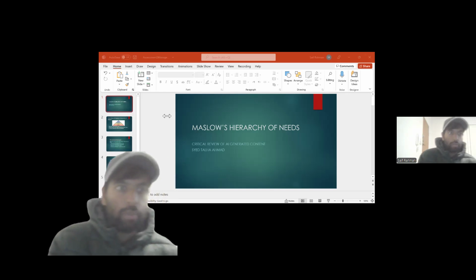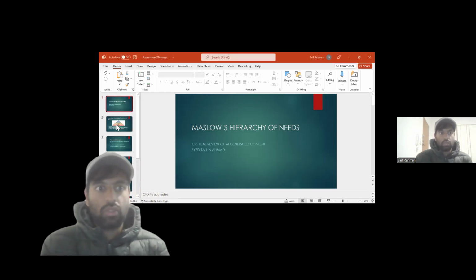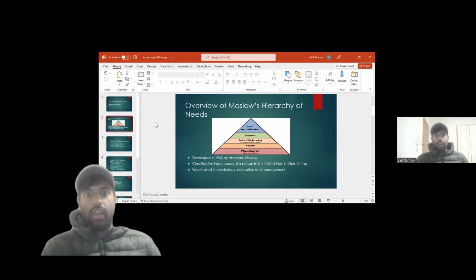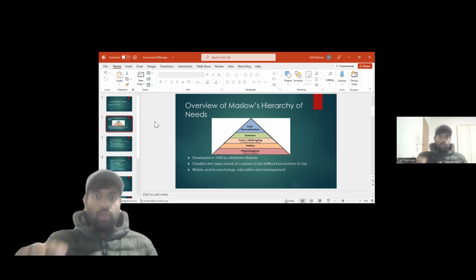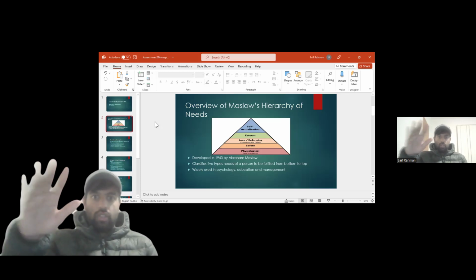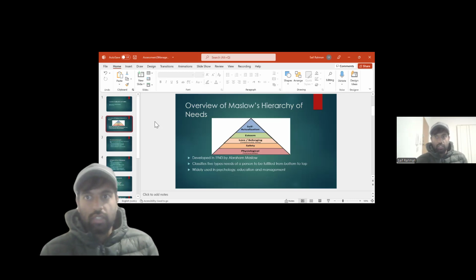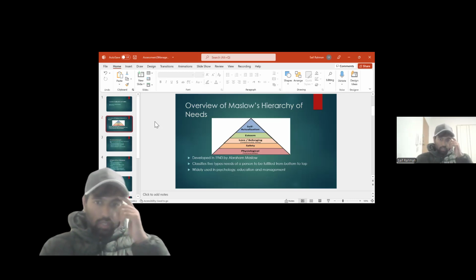Now, coming to Abraham Maslow's hierarchy of needs. It defined a strict pyramid of five types of needs that are fulfilled one after the other. At the bottom, you have the physiological needs. Once they are fulfilled, then you have the safety needs. Once these two are fulfilled, then you have the love and belonging needs, and so on till the self-actualization level. That is the highest potential that a person has achieved.